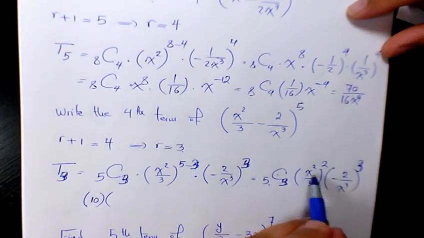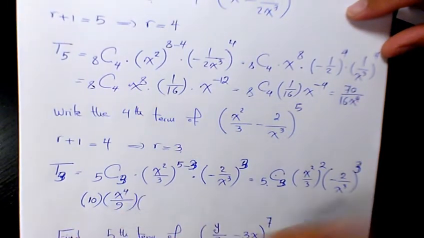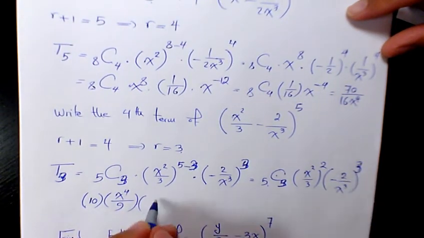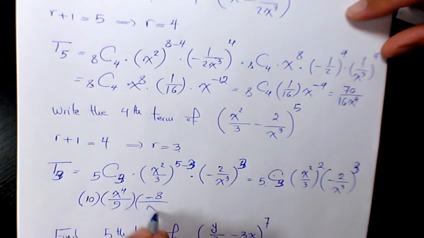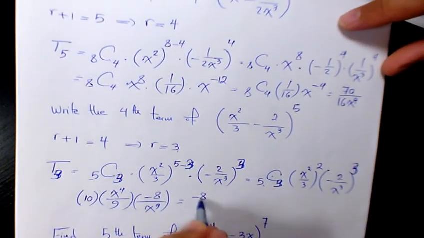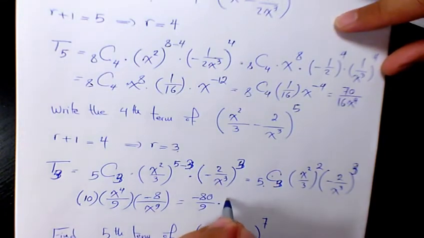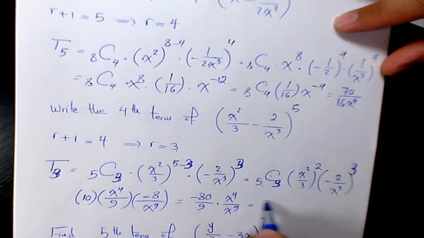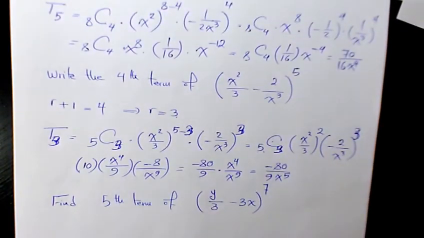Here, when you expand, x squared to the power of 2 is going to be x to the power of 4 divided by 9. Negative 2 to the power of 3 is going to be negative 8. X cubed to the power of 3 is going to be x to the power of 9. So that's going to be negative 80 over 9, x to the power of 4 over x to the power of 9, which is going to be negative 80 over 9x to the power of 5. So that's going to be the final answer.